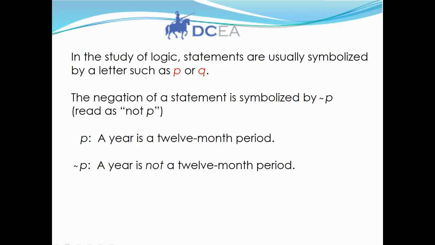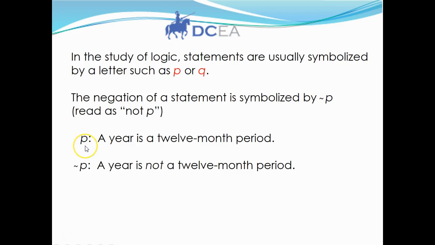In the study of logic, statements are usually symbolized by a letter such as P or Q. In algebra, you learned to replace numerical terms with variables. This is just a variable for logic. The negation of a statement is symbolized by a little squiggly line, P. And the way that we read that is as not P. So the negation of a statement is symbolized by not P.